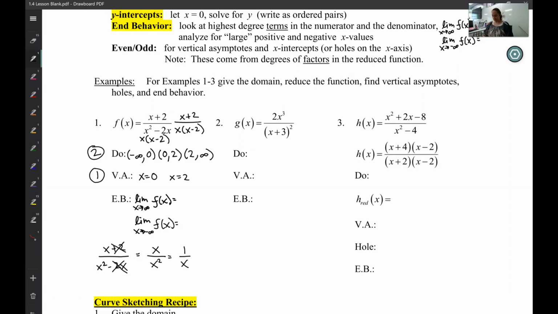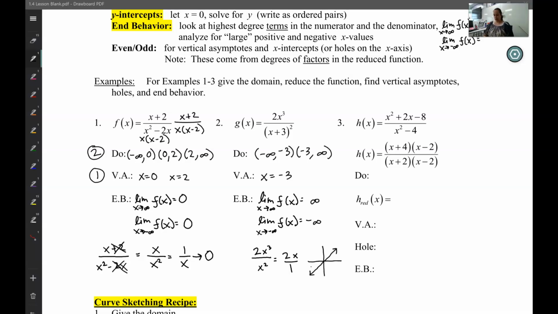Now I think about this. If this is what I have as x goes to infinity, so like 1 over 1 trillion, that number is getting closer and closer to 0. And it doesn't matter if it's negative infinity. 1 over negative 1 trillion is still getting closer and closer to 0. So that's how I would write those out. Try number 2 on your own, pause the video, and then come back and see if you got it right.